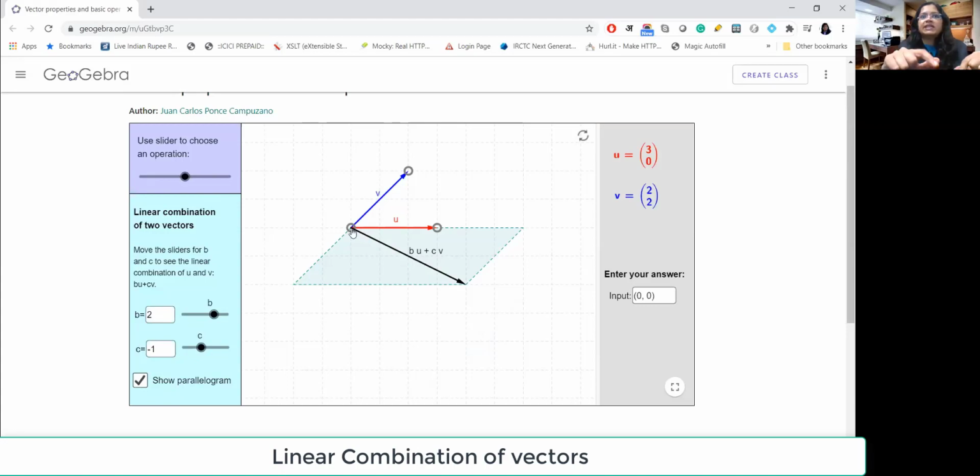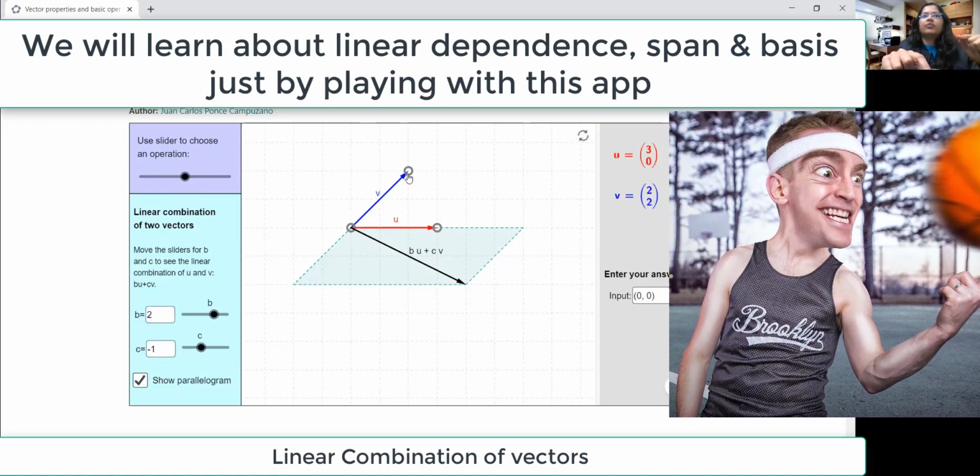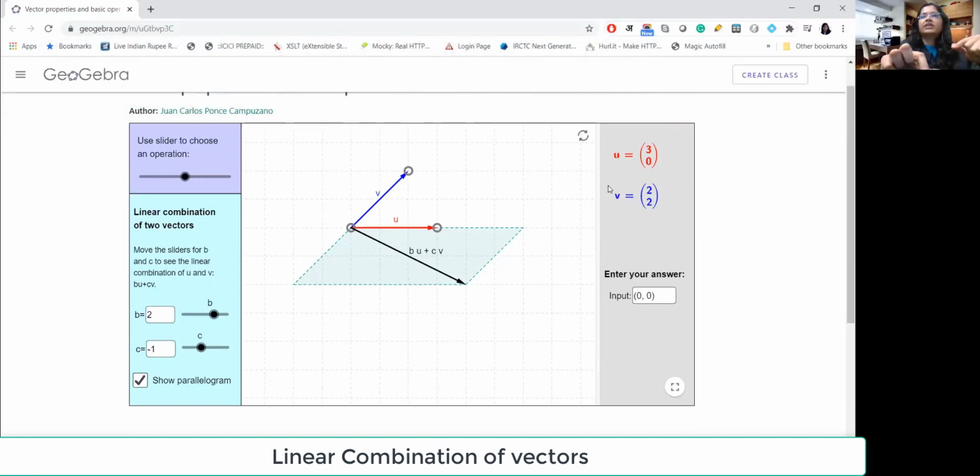So you see that initially the origin point is here and u is here. So we can even read the coordinates of u, which are 3 and 0. The coordinates of v are 2 and 2. And the coordinates are written here as well, right? So initially they are showing that for this u and v and for these values of scalars, this is the linear combination. Fine, we understand how we can play around with different values of a scalar, or we can even play around with these different vectors.